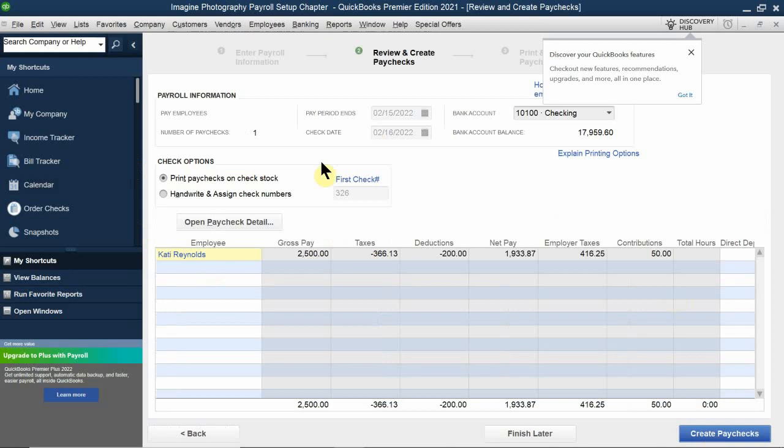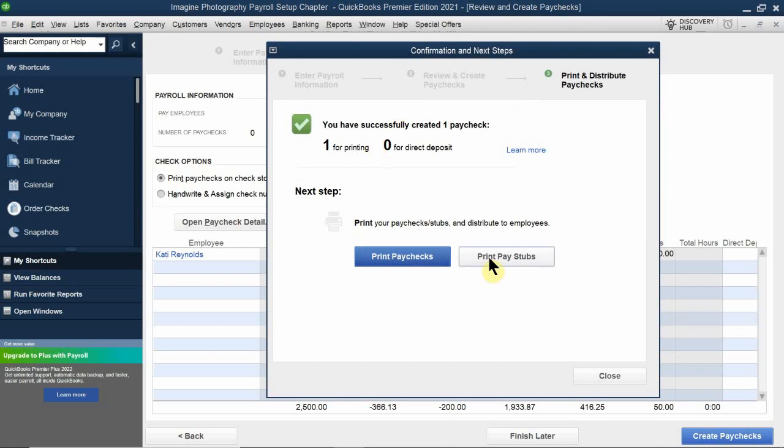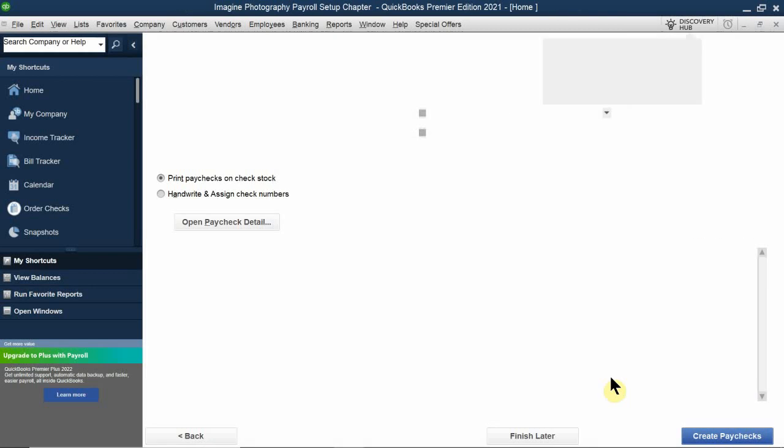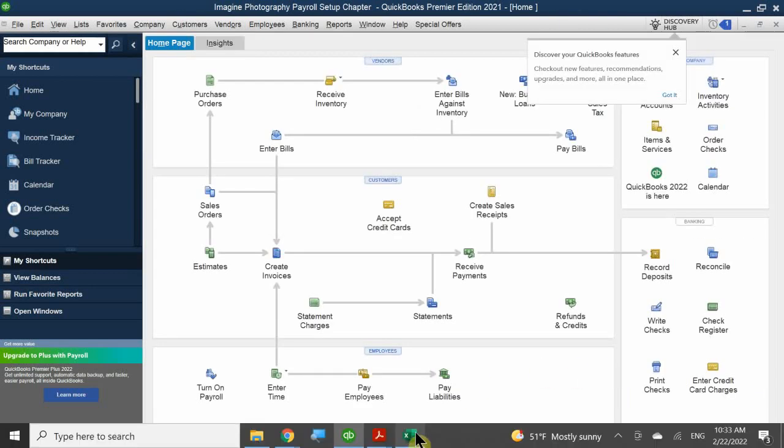Okay. So in this case, there you go. We have gross earnings of $2,500, total taxes of $366, total deduction $200, and so on and so forth. So her check is going to be for $1,933. Okay. And there you go. Any questions in regards to using a payroll service versus using a manual payroll method?